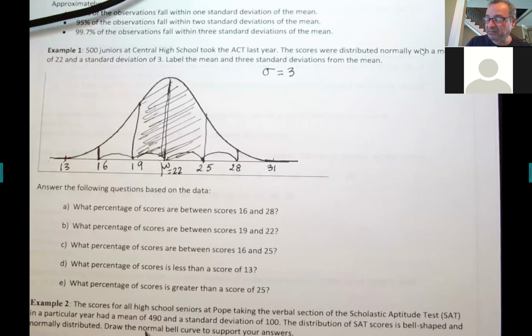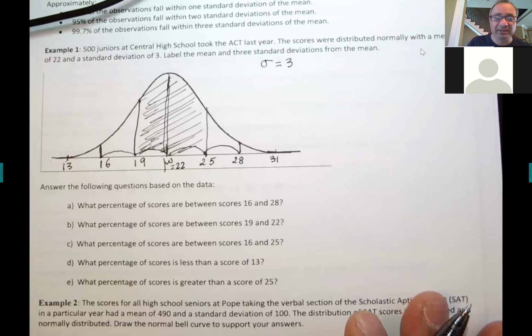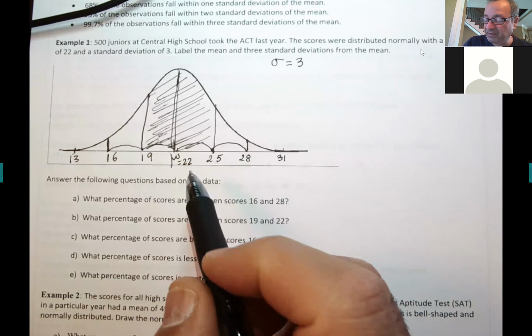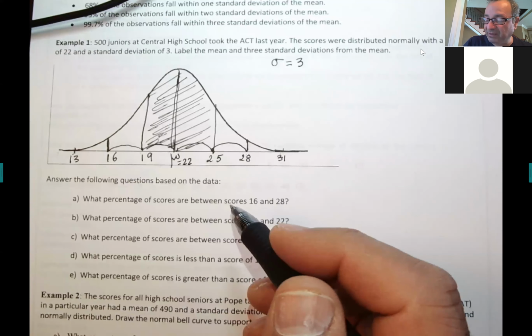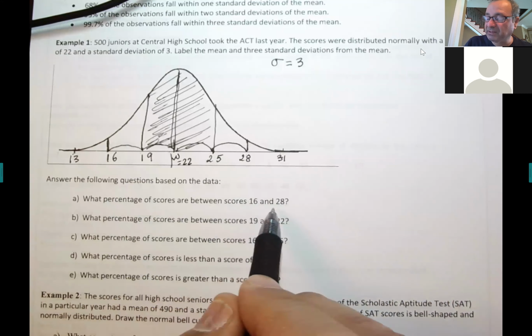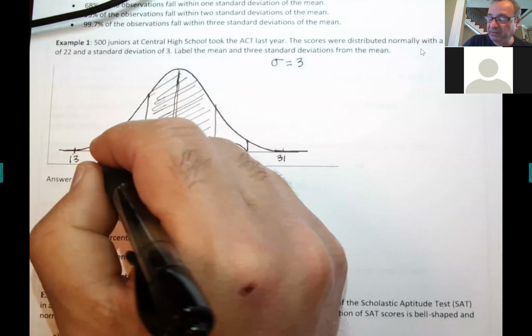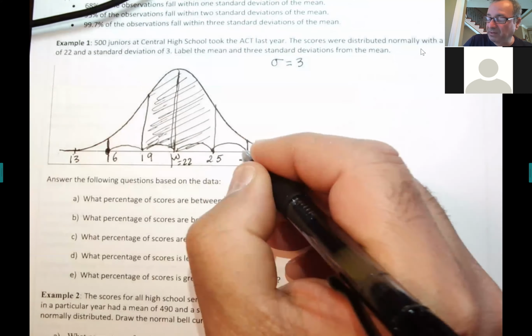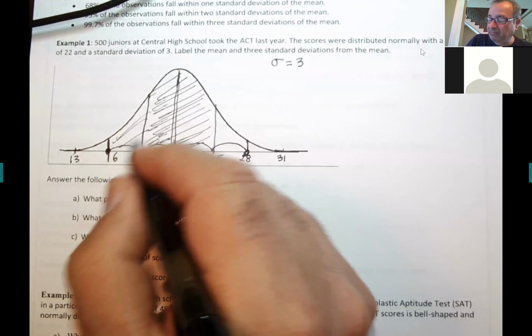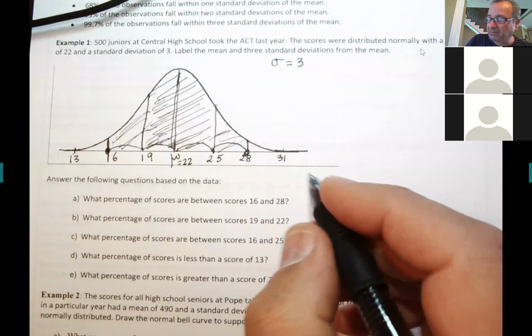Let me try to answer a couple of questions here on this handout. I just want you to have a knowledge of this. There's probably not going to be even one question in the entire chapter 2 about this. What percentage of the scores are between 16 and 28? Can someone tell me? We just went across this one. What would be the answer? 95. 95%, exactly.